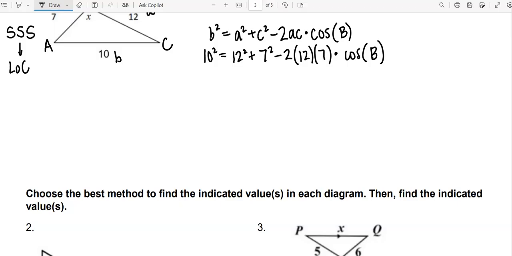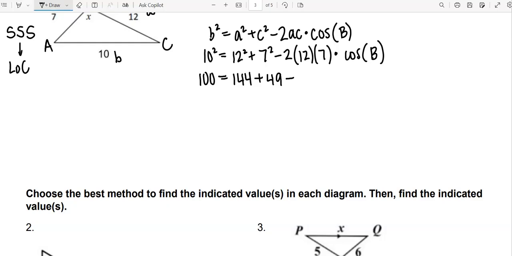Let's go ahead and do 10 squared. What is that? 100. And then I can't type in the right side like I did yesterday because we don't know what B is. So I can't type in cosine of B because I don't know B. 12 squared is 144 plus 7 squared is 49, and then minus, oh goodness.